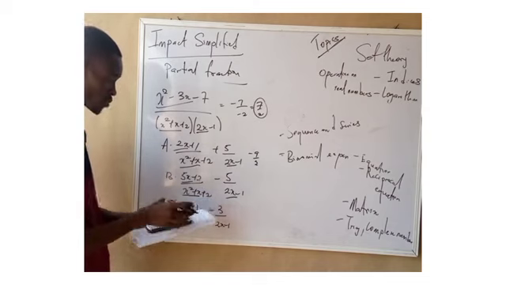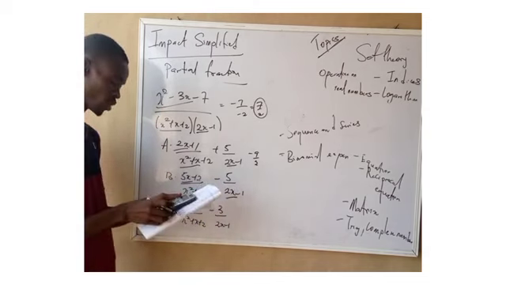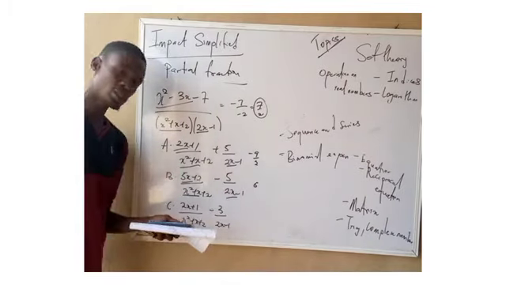2 over 2 will give us 1. Now, minus 5 over minus 1 will give us plus 5. And that will give us 6. That means that is not the answer.